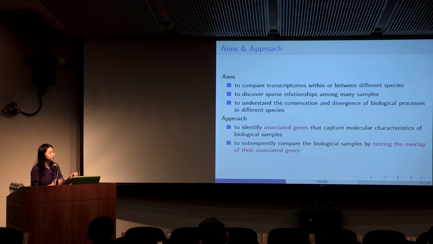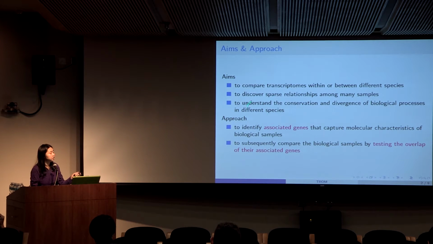We do not want too many correspondences, but we want to find something very simple, very sparse, if we want to discover relationships among many samples. For example, many tissues and cells in human, or between human and mouse. The third aim is to understand the conservation and divergence of biological processes in different species.